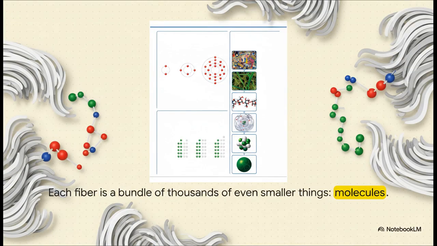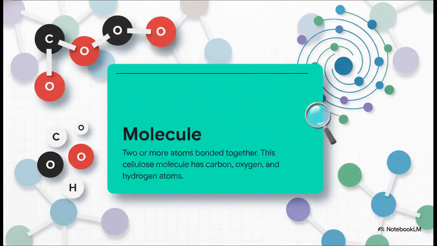Let's crank that magnification way up. See? Each one of those fibers, it's actually a bundle itself. A long chain made of thousands and thousands of even smaller things called molecules. And there it is. We're looking at a single molecule of cellulose. So what's a molecule? It's really just a group of two or more atoms that are all bonded together. This one right here is built from a few different kinds of atoms, carbon, oxygen, and hydrogen, all linked up like a tiny little charm bracelet.